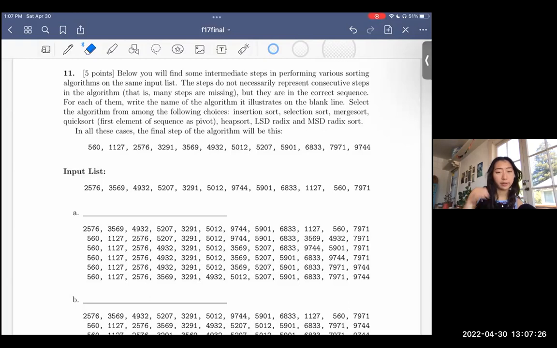Our options are insertion, selection, merge sort, quick sort, heap sort, LSD, and MSD sort. In all of these cases, we start with the same input list and should have the same final output sorted list, or in other words, they all correctly sort the list. So we can just go part by part and figure out what they are.